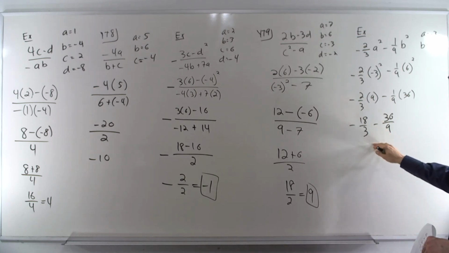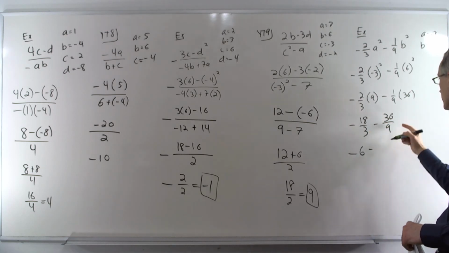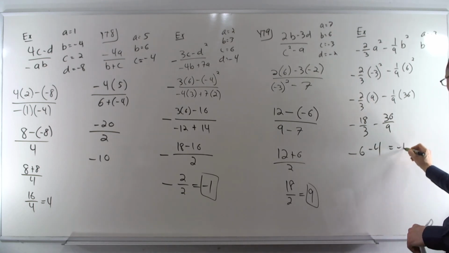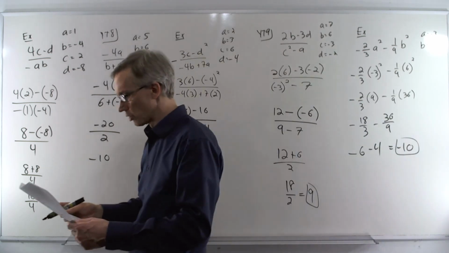Next up, evaluate these fractions. They both divide evenly, so 18 divided by 3 is 6, that's negative 6, minus 36 divided by 9 is 4. Negative 6 minus 4, negative 10. Your turn, number 10.